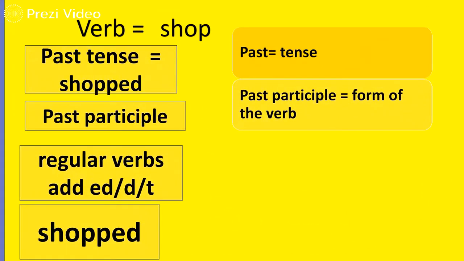So the past tense of the verb shop is shopped, because I've already done it. I shopped at Marks and Spencer's last week. The past participle is about the form of the verb, and you will find out when we do a little more work on this that the past participle can be used as an adjective or a verb. With regular verbs, you're really looking at adding ed, d or t. So look at that, the past tense of shop is shopped, and the past participle is shopped. That was easy, wasn't it?